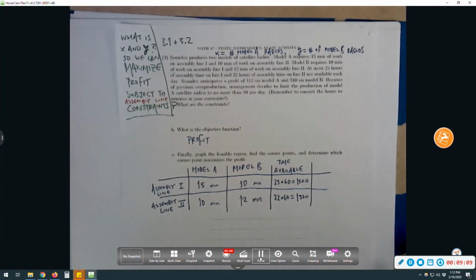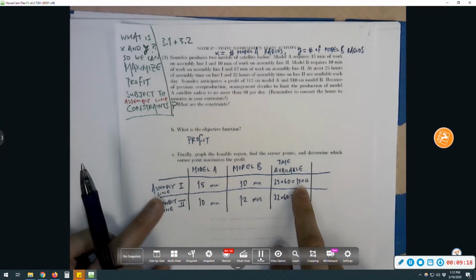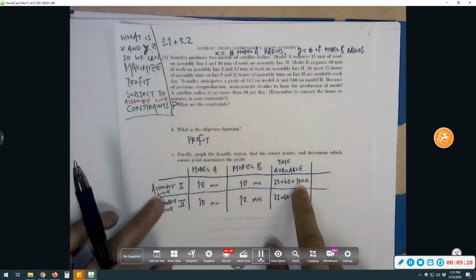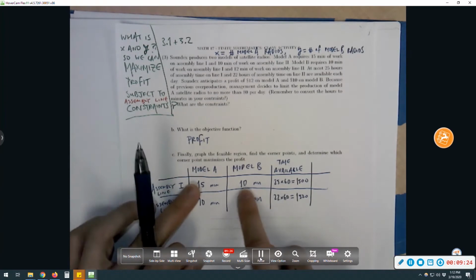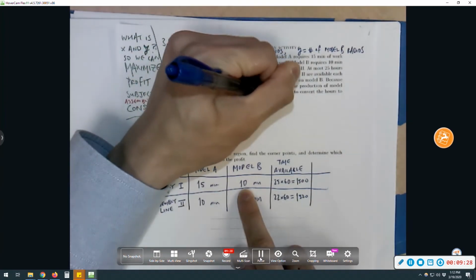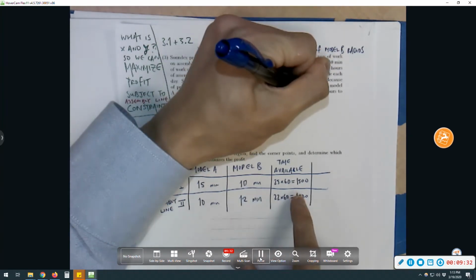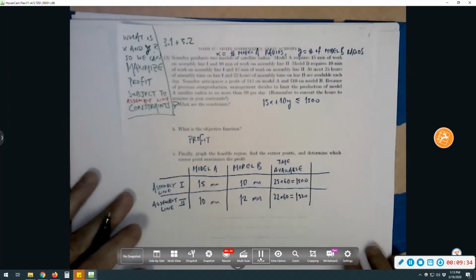Now to write down the constraints, we have several constraints here. This is how much time is available on assembly line 1. If we make x Model A radios and y Model B radios, what we need is that 15x plus 10y is less than or equal to 1,500.